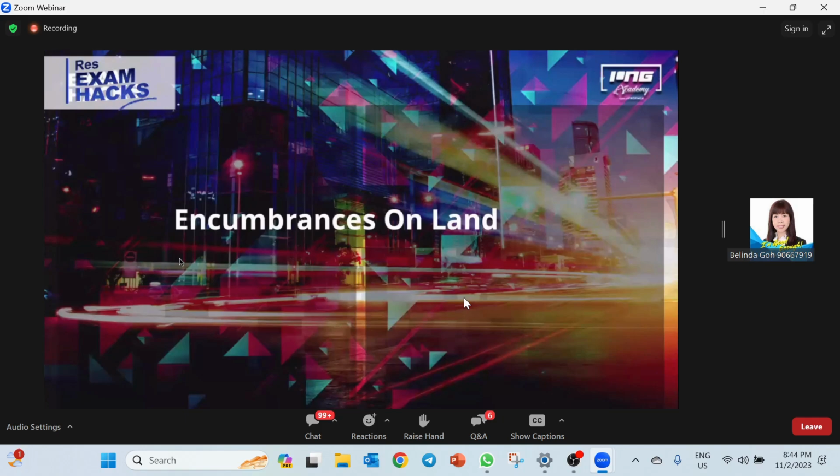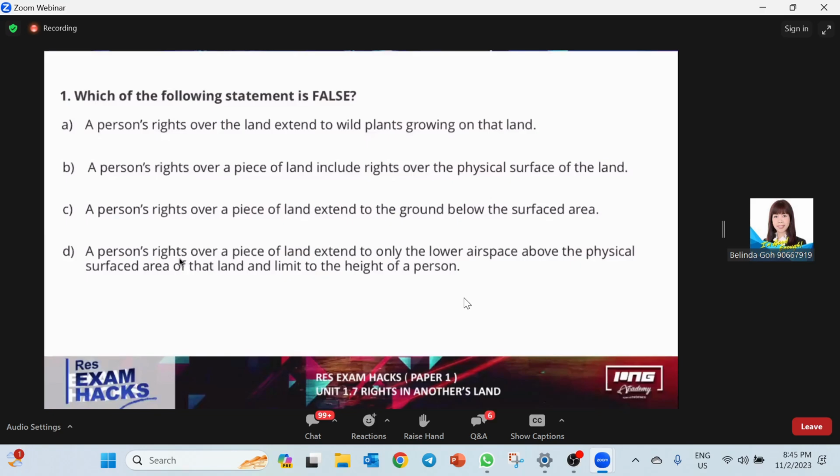Which of the following statements is false? If you know the answer, please write it inside the chat room now. When you are having your exam, always know the keyword. Underline the keyword: false. Every time they use true or false to trick you. I can see a lot of D and some A's. We have about 300 over participants, but I only have a few replies. Can you all respond more? We need to be more interactive. Whether right or wrong doesn't matter, you have attempted. Yes, I can see more D coming in. You are correct, the answer is D.